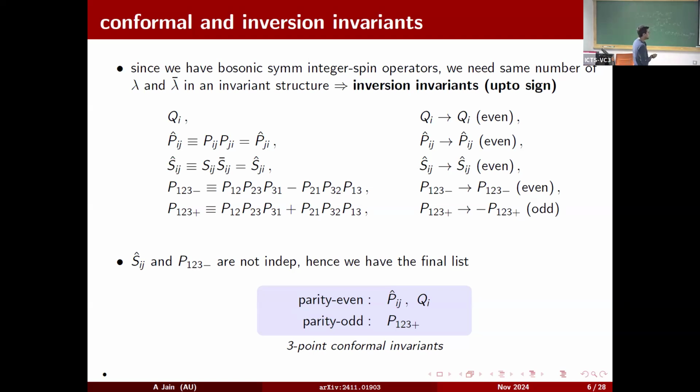And hence, finally, we have these 3-point conformal invariants. They're conformal invariants and they're inversion invariants as well. The P hats and the Qi are parity even, and the P123 plus is a parity odd one. These are all the invariants, and these have been figured out in the literature, but of course using different techniques. There are 6 structures here, and a single structure here. Okay, and now how do we use them?